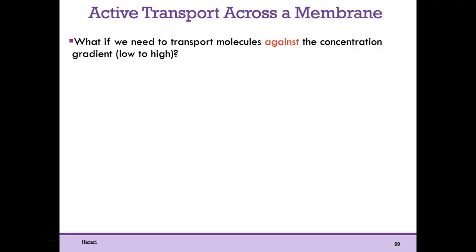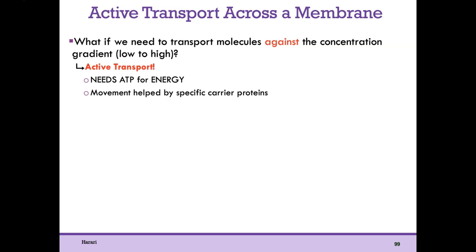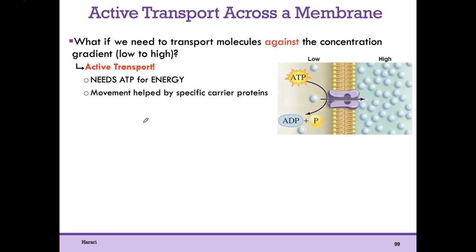So finally, what if we need to transport molecules against the concentration gradient, going from low concentration to high concentration? Well, that's where we need active transport. So in active transport, a cell uses ATP for energy and a transport protein to move a substance against its concentration gradient, right? From where it's less concentrated to where it's more concentrated. Because a gradient represents a form of potential energy, the cell must expend energy in order to create it. And that comes from ATP. So we need ATP and carrier proteins to go from low concentration to high concentration.